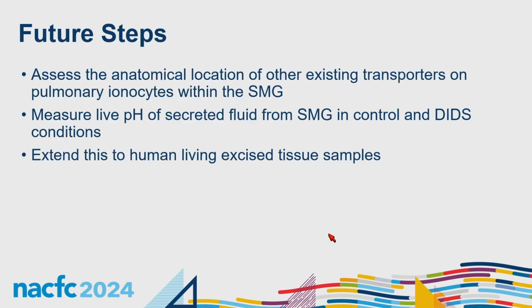In the future, we hope to locate other transporters and see the effects of other cells on the mucin. It's important to verify this function as just an ionocyte and not a combination of other things. We also want to measure live pH of the secreted fluid to understand if the pH actually does change in different conditions, and extend this to human excised tissue samples to understand if these results stay consistent in the human airway as well.